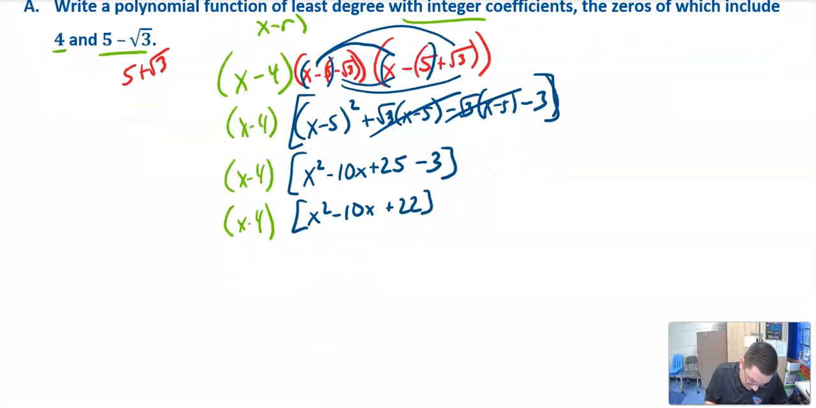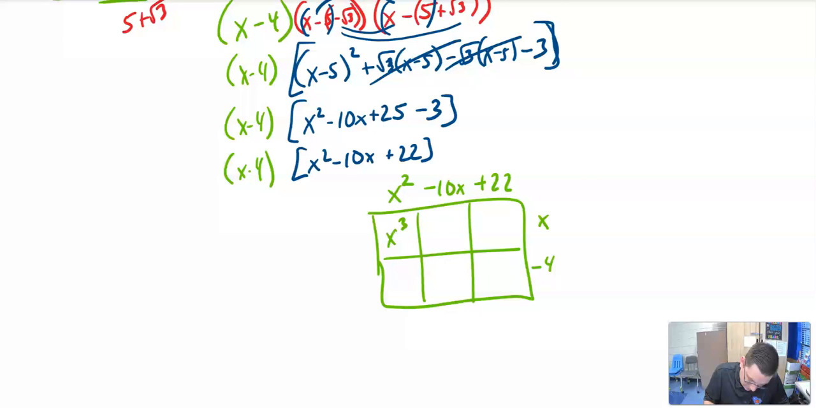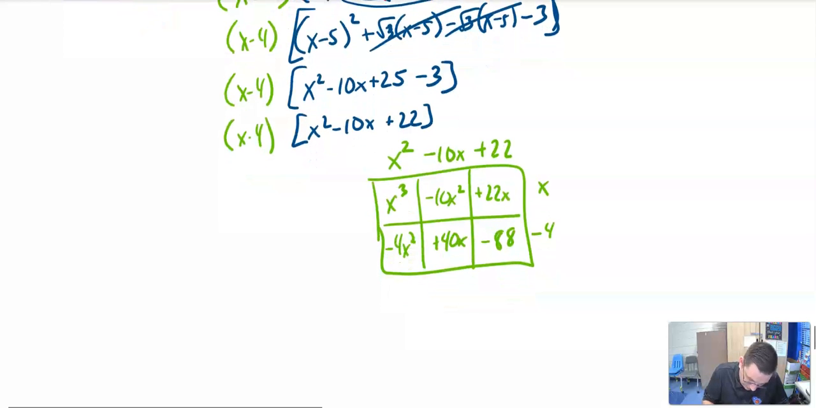And so we're going to multiply in, and again, you could use a box method here if you want to organize your work a little better and make sure your stuff is multiplied together right. And so we're going to get x cubed minus 10x squared plus 22x minus 88 plus 40x and negative 4x squared. Combine the like terms, our final answer: x cubed minus 14x squared plus 62x minus 88.